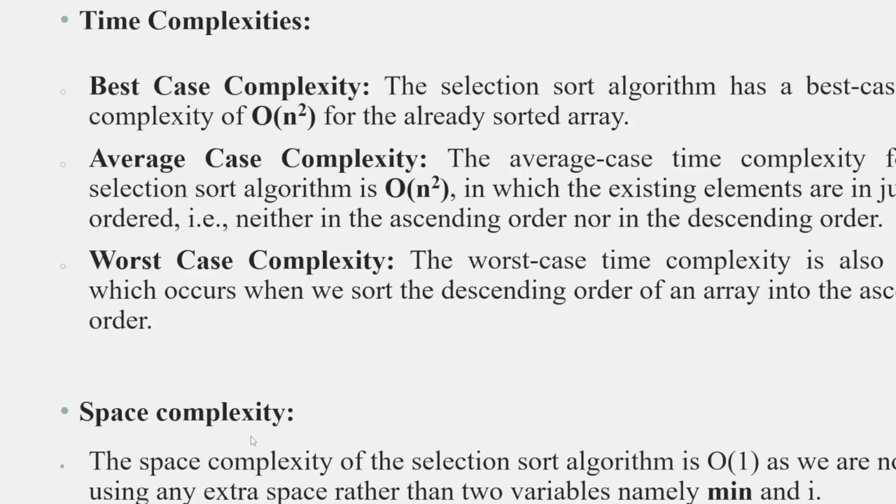And space complexity. I already told you at the start, selection sort uses in-place comparison. No need for any extra space. So that's why it will take constant space. Constant space is represented with order of 1. We are not using any extra space other than two variables, namely min and i, for iteration.